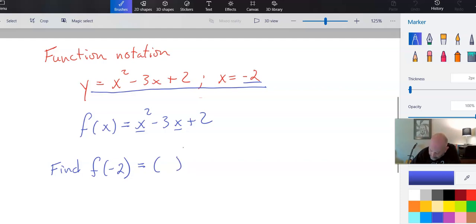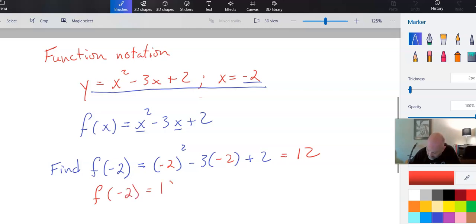It's just telling you what to plug in for x is what it's actually doing. So we just plug our -2 in there, -2 in there, and we get 12, the same way we got it before, because that's the same expression. So we would find that f of -2 is equal to 12.